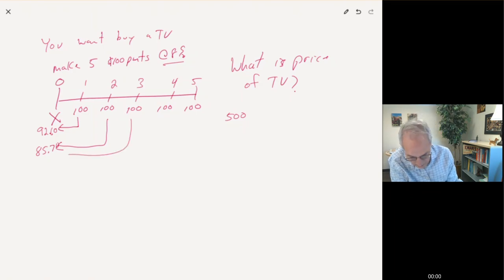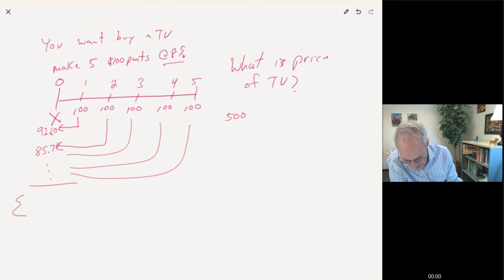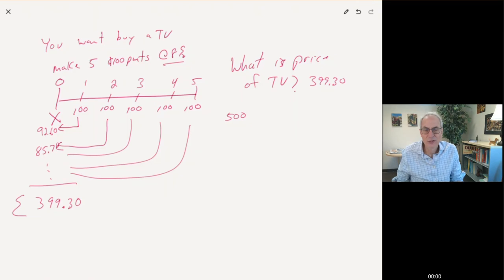Okay, and if we keep bringing all of these back and add them all up, they would add up to roughly $399.30. So that is the price of the TV today. So you could either pay $399 right now or make five $100 payments. And the reason why the five 100s add up to more than the $399 is because you're getting charged interest. That's factored in there.